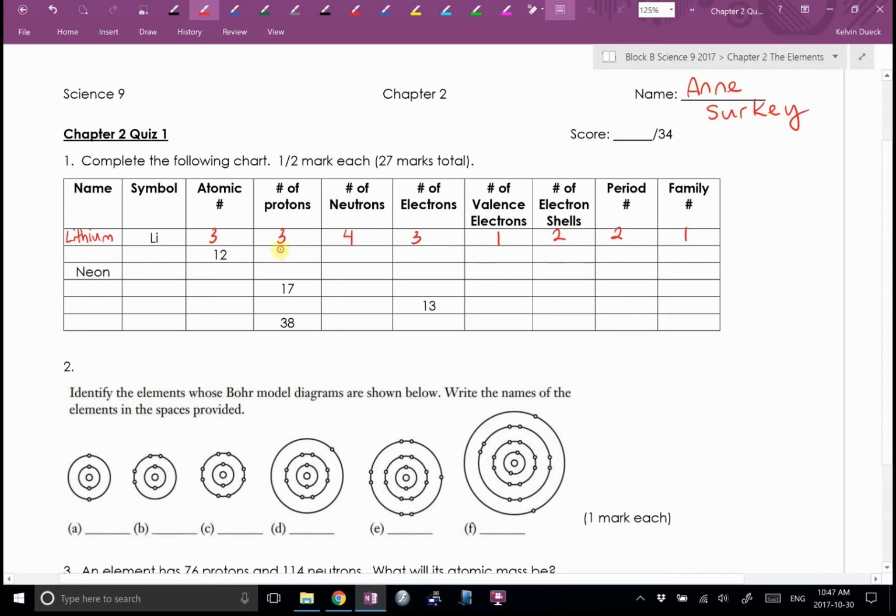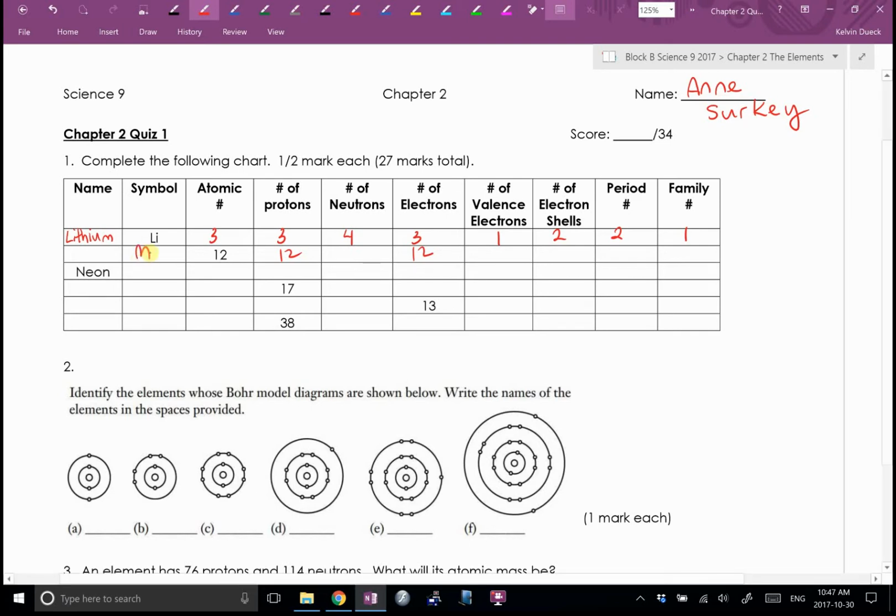Atomic number 12, that means also 12 protons, 12 electrons. Atomic 12, it's right after sodium. Sodium I know is 11. What comes after sodium, Mr. Dewick? Come on, brain. I'm going to have to cheat and look. Magnesium? Oh, I should have had confidence.